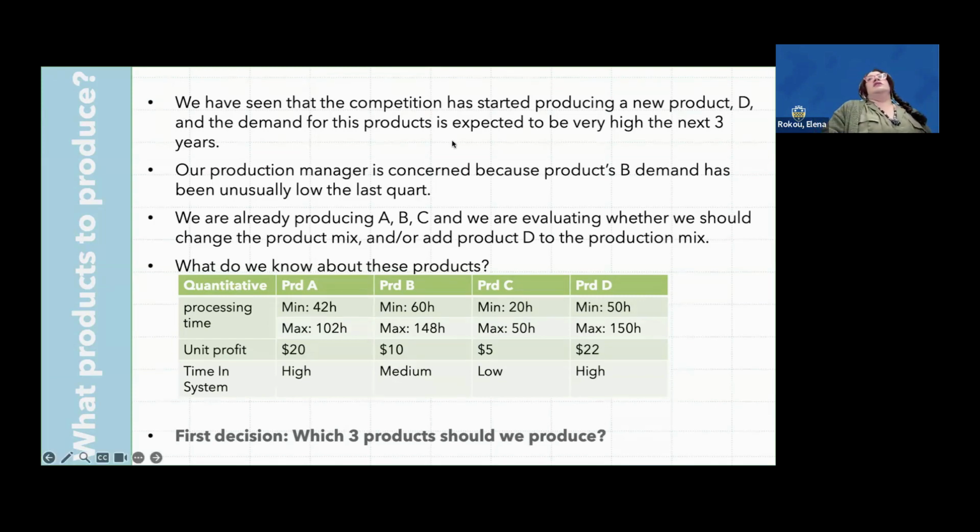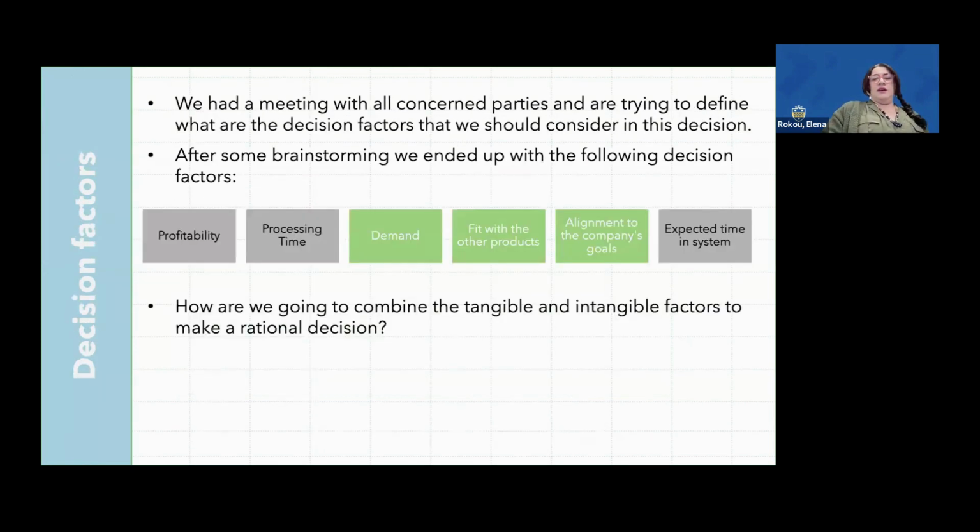The first decision is, which 3 products should we produce? We don't want to have 4. We don't want that many. We had a meeting with all concerned parties, and we're trying to find what are the decision factors that we should consider for the decision.